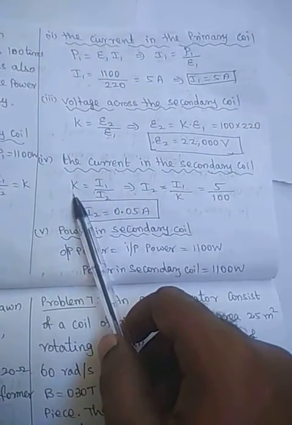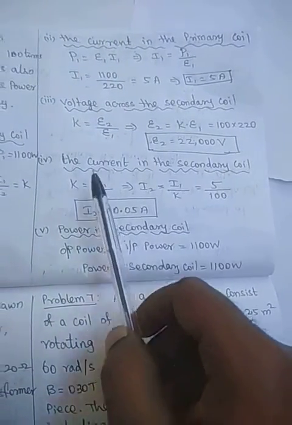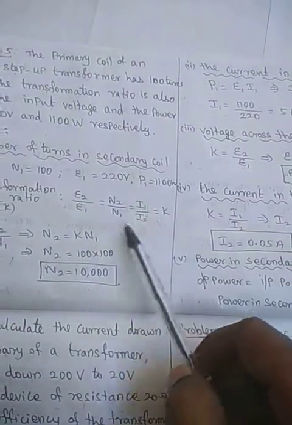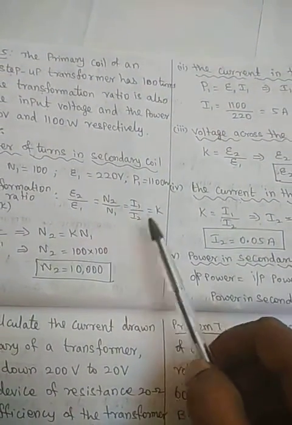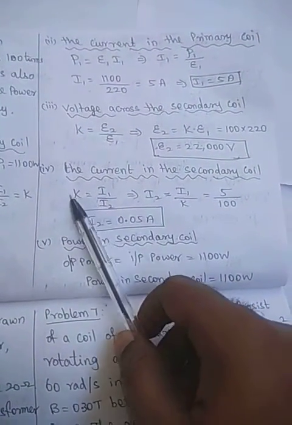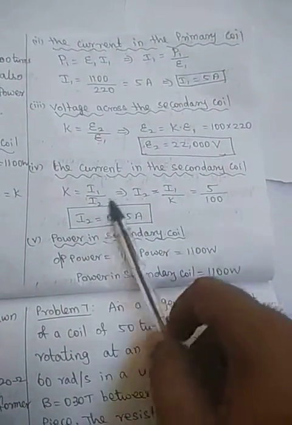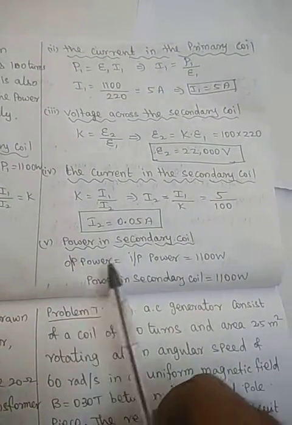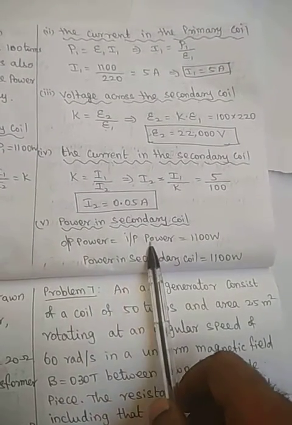Then what is the current in the secondary coil? Again the same equation, K is equal to I1 by I2. Listen students, E2 by E1 and N2 by N1, but for current alone it is I1 by I2. So bring the I2 here, I2 is equal to I1 by K, which is equal to 5 by 100, the secondary coil current, 0.05 ampere.